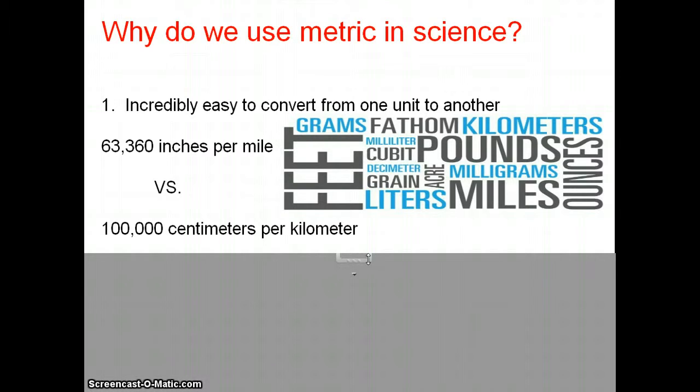So metric system, what is it? Well, the metric system is all of the units that we see here in this word cloud in blue. The units that are in gray are the imperial or the English system.